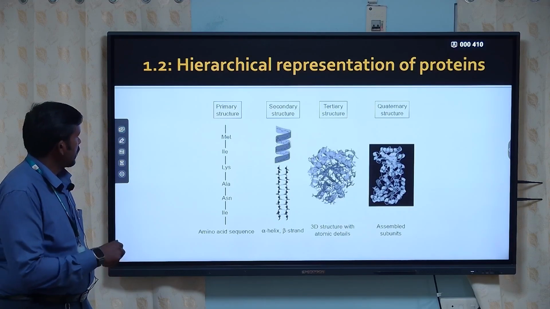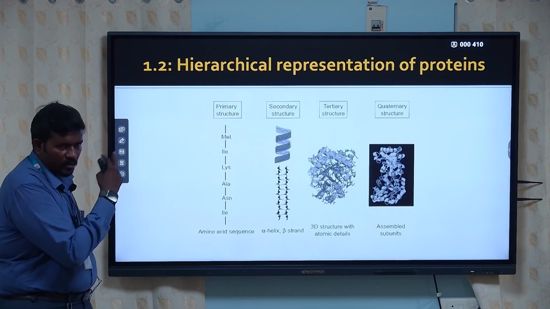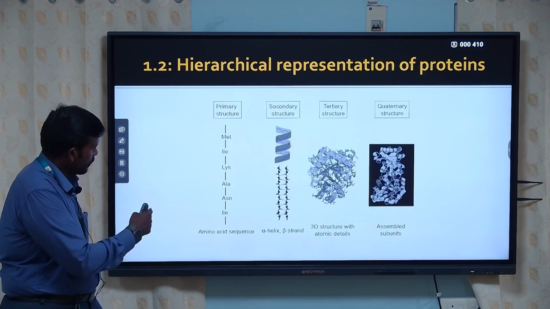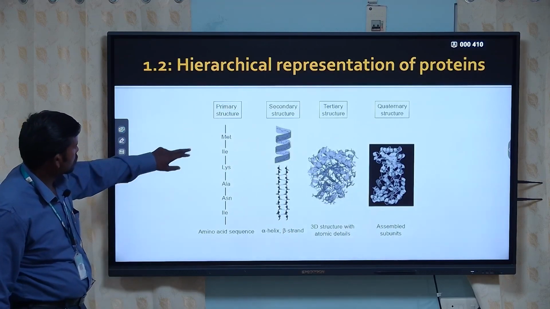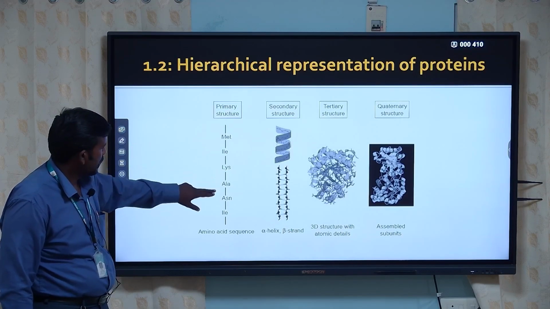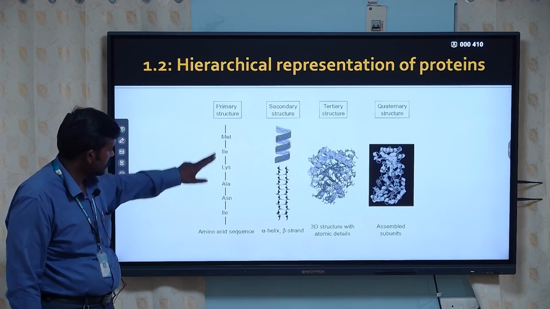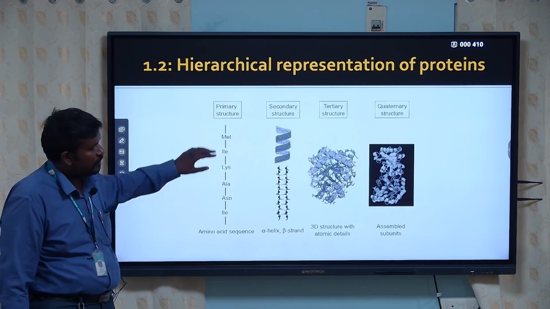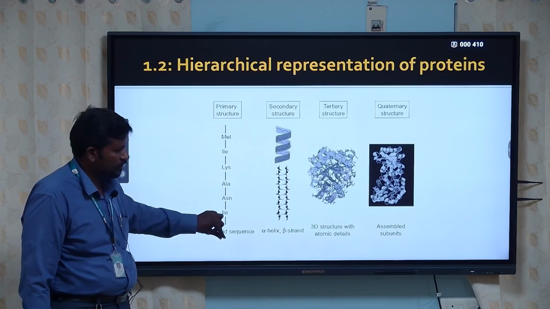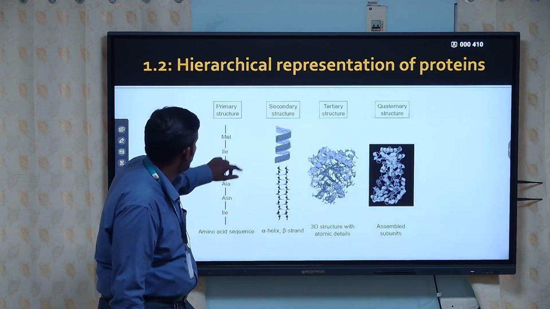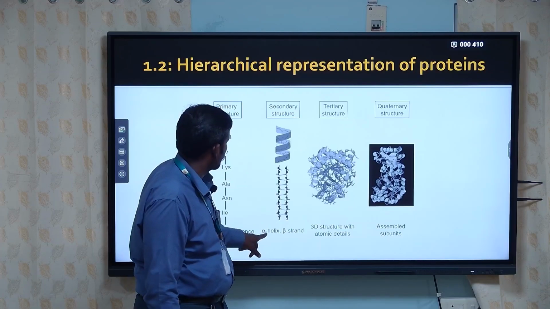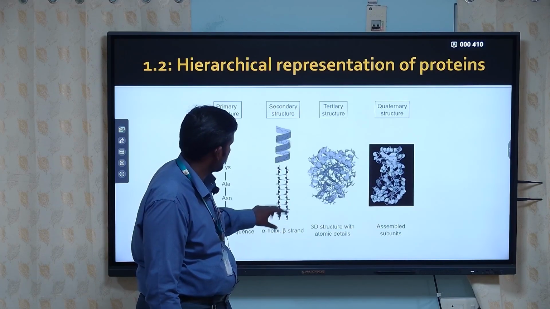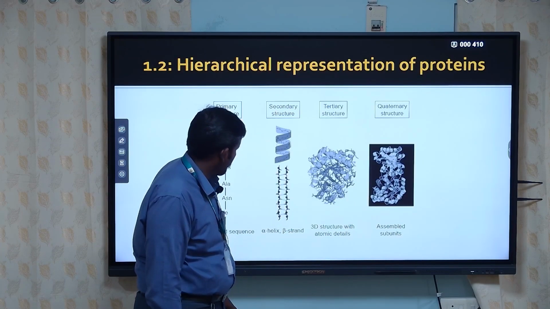In general, again I am saying, that was a colorful image and this is a plain image. Here you can see it very clearly: methionine, isoleucine, lysine, alanine, asparagine, isoleucine. So this is the amino acid sequence. The lines are nothing but the peptide bonds. These are the polypeptide chains connected with the amino acids, so this is the primary structure. Then the secondary structure is the alpha helix and the beta strand.